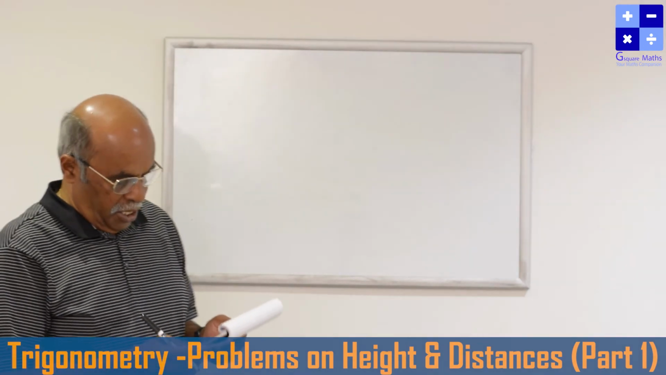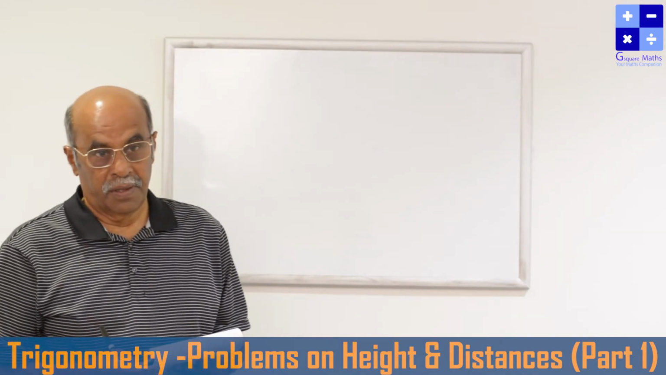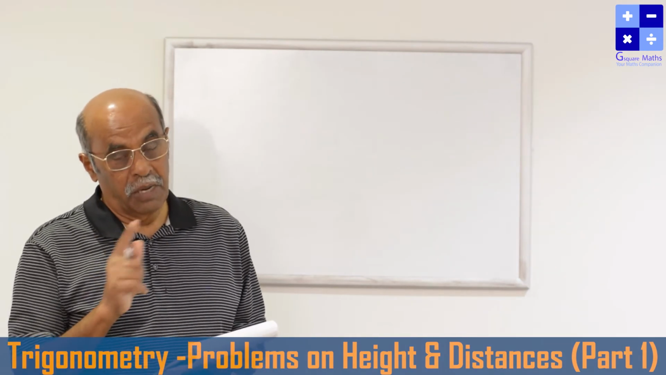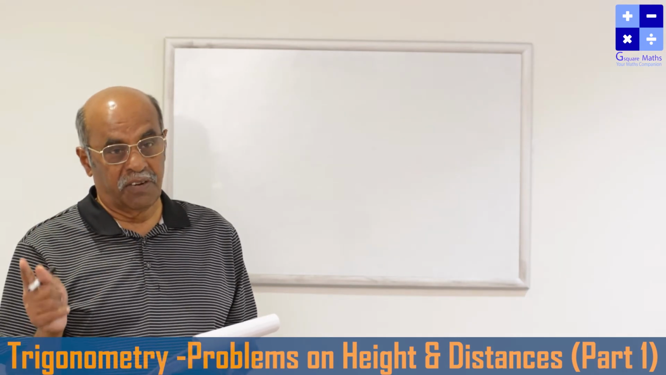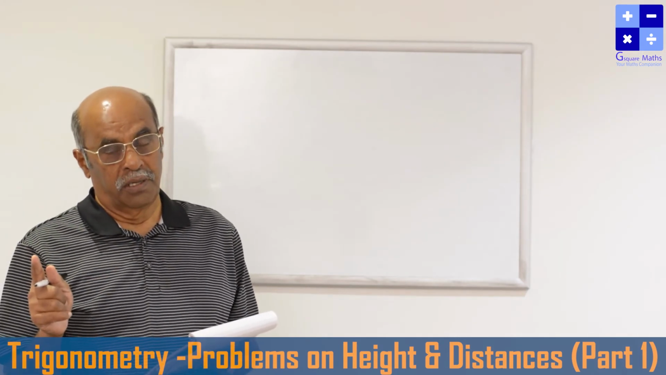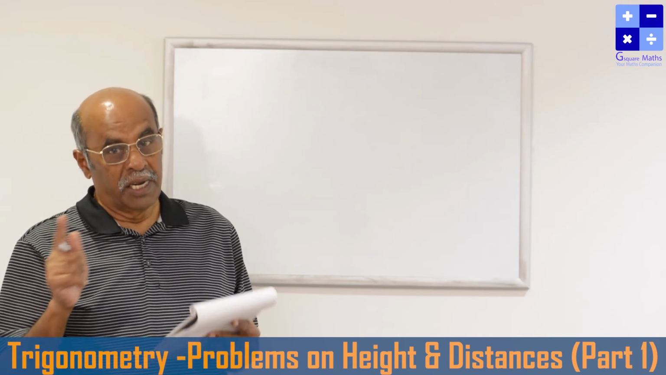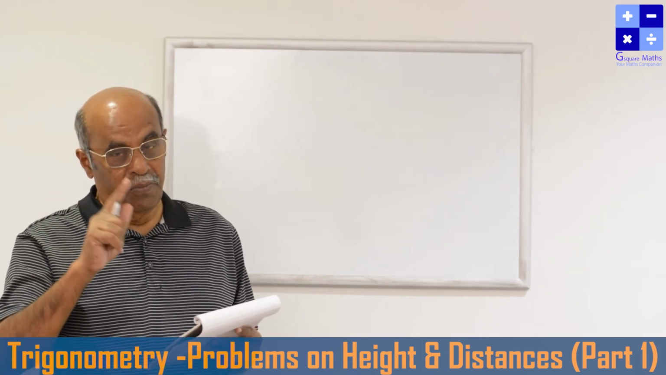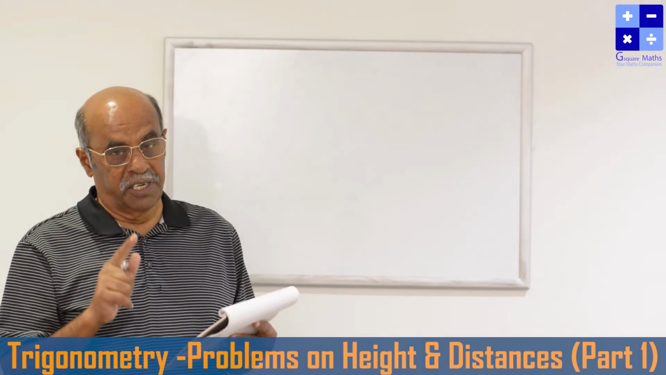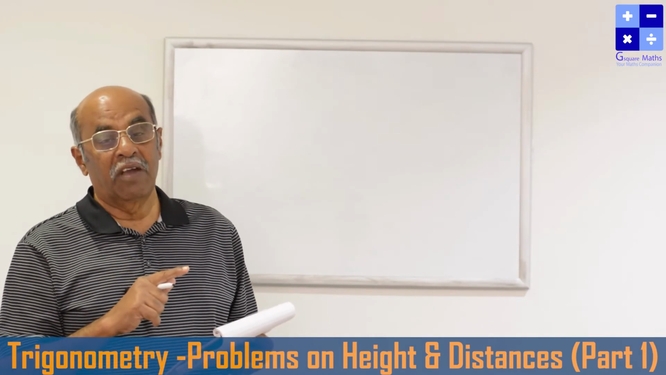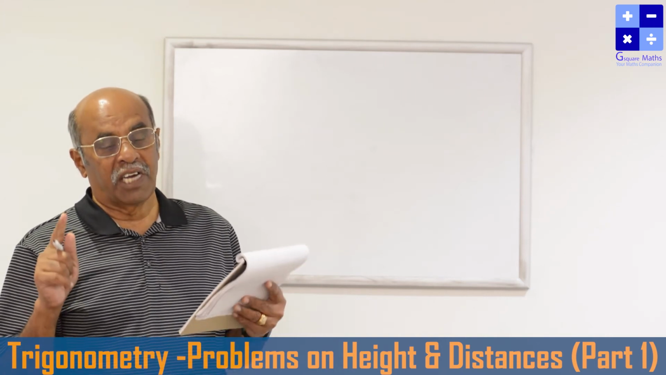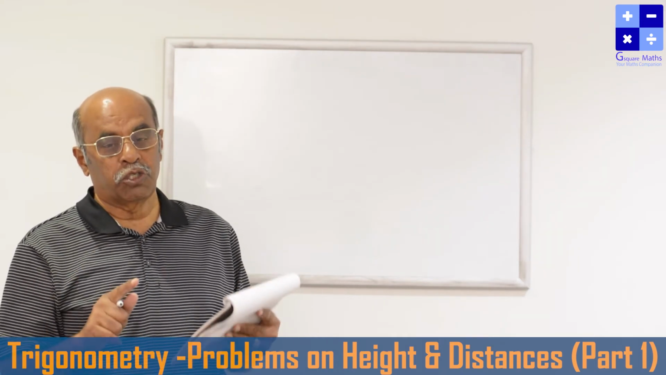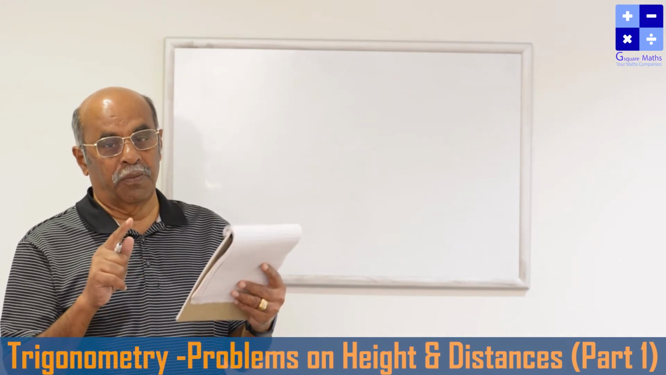A man is standing in between two buildings of the same height on either side of the road, and the angle of elevation of the top of the building is observed as 60 degrees and 30 degrees. If the width of the road is 10 meters, find the height of the building, and also find the position of the man.